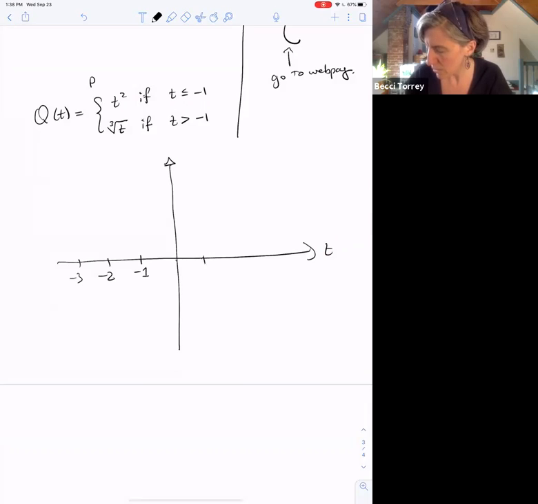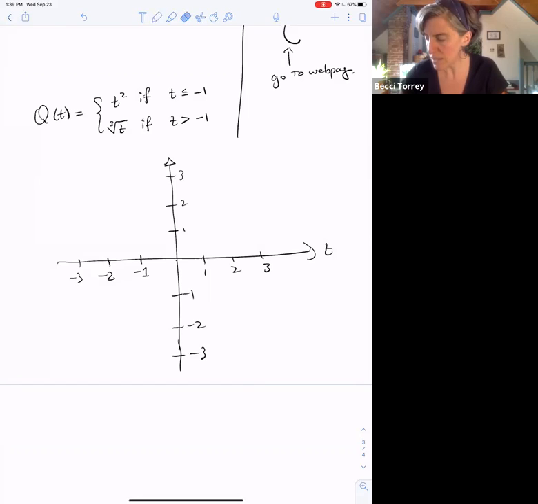And 0, and then 1, and 2, and 3. And then we have y values, 1, and 2, and 3, and -1, -2, -3, like this, okay? And so what this is saying is, if t is less than or equal to -1, we're going to use the function y equals t squared.